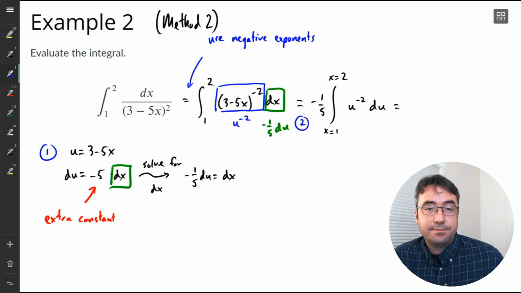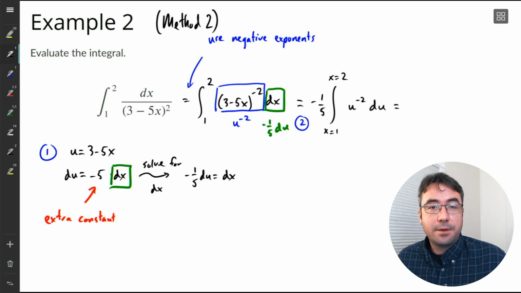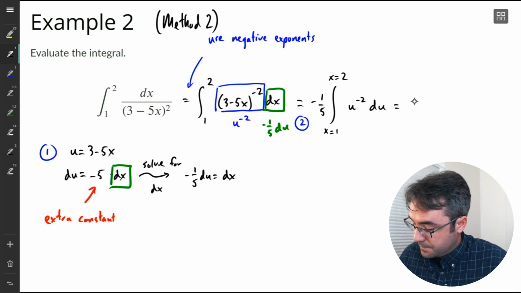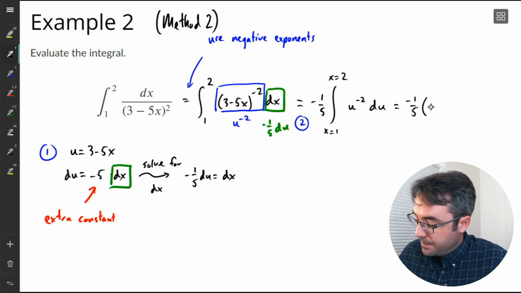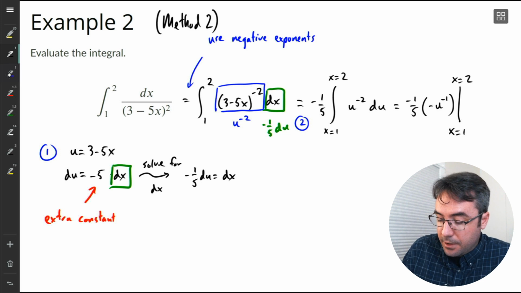Now we have an integral to calculate, our functions all in terms of u, our differentials in terms of u. So now we just find the antiderivative. So that's step 3. So this is just power rule. So we end up with the negative 1 over 5 in front, and then using power rule, we end up with negative u to the negative 1. And then we're going to evaluate this from x equals 1 to x equals 2. So there we go. We have our antiderivative all in terms of u.